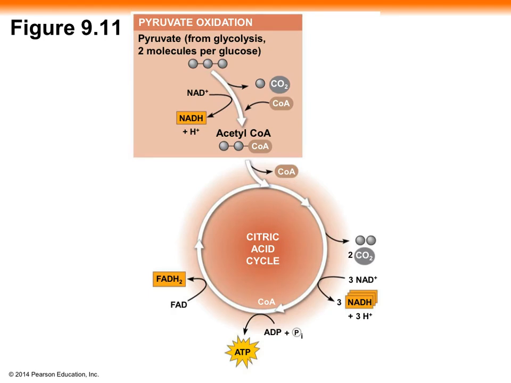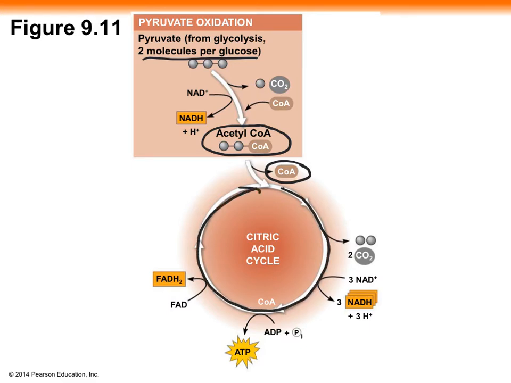Here we see pyruvate going into acetyl-CoA. Pyruvate has to first be converted into acetyl-CoA before it can enter into the citric acid cycle. Remember again, the first step of the citric acid cycle turns this acetyl-CoA into citric acid, and it cycles all the way back, allowing it to be called a cycle.